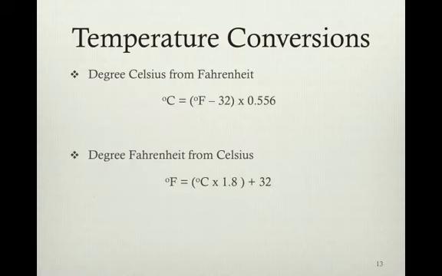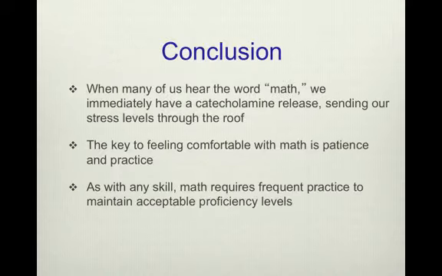Temperature conversions, degrees in Celsius from Fahrenheit. We take the Fahrenheit minus 32, multiply it by 0.556, and that will give us Celsius. Or to get degrees Fahrenheit from Celsius, we take our Celsius and multiply it by 1.8, and then add 32, and then we'll get our actual Fahrenheit. We'll do some of those as well in class and on the blackboard.